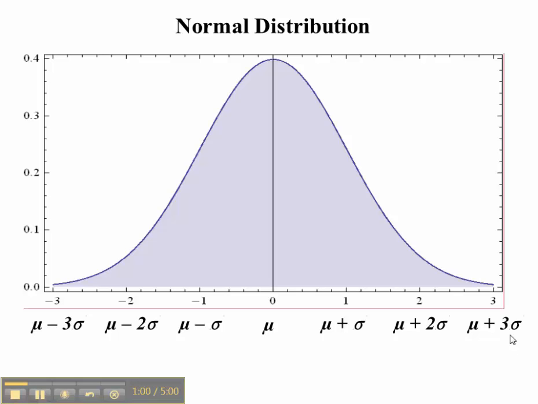Well, to avoid this, what we do is we have the standard normal distribution. And the standard normal distribution is denoted by these values. This normal distribution that's standard always has a mean of 0 and a standard deviation of 1, which makes calculation of different probabilities easier.